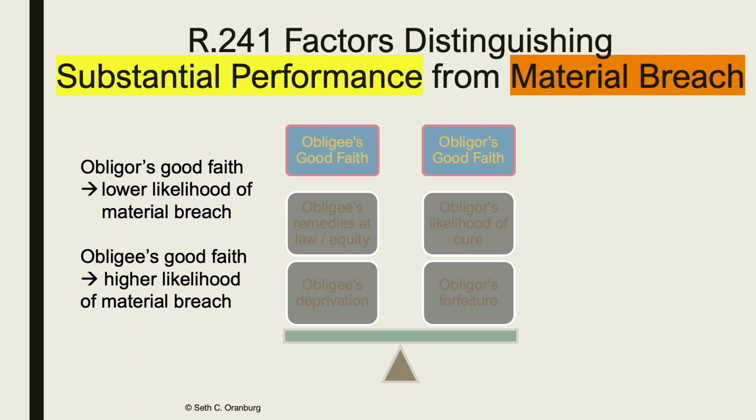To put it yet another way, if the obligor is acting in bad faith, then there is a higher likelihood that we will find material breach. On the other hand, if it's the obligee who is acting in bad faith, then we have a higher likelihood of finding substantial performance.